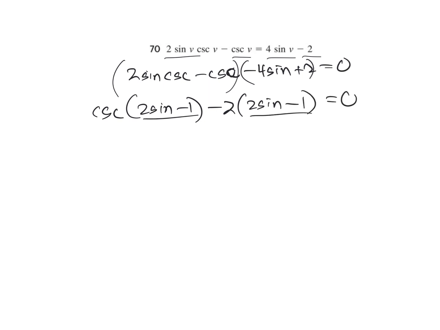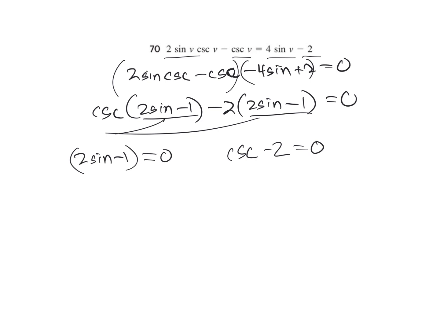Remember, these 2 have to be the same somehow. If they're not, then it doesn't factor by grouping. 2 sine minus 1 equals 0, and then we have cosecant minus 2 equals 0. So where does the sine equal positive 1 over 2? Where does y equal 1/2? So 1/2 is right here and here, positive 1/2 for y. So those are pi over 6 and 5 pi over 6.